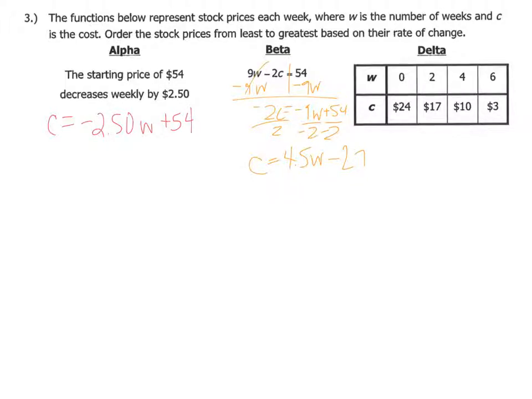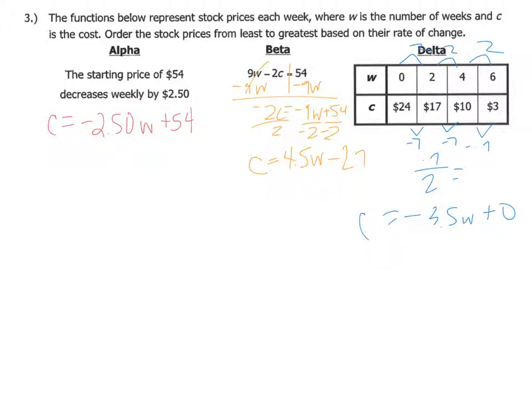And then we're going to look at delta. Delta, every 2 weeks, it is decreasing by 7, which becomes negative 3.5, which equals C. So we're just looking at least to greatest, based on their rate of change.